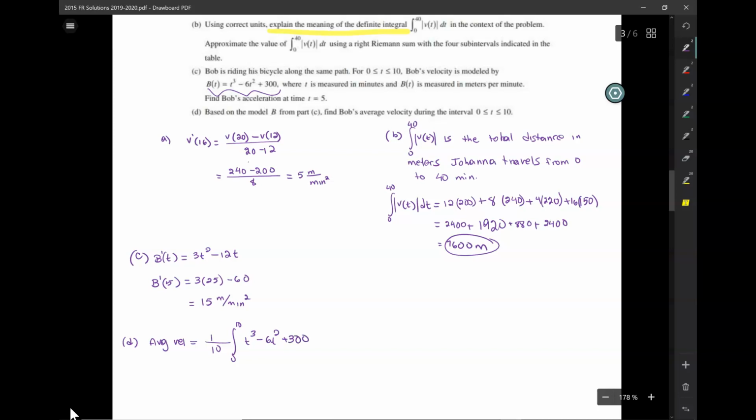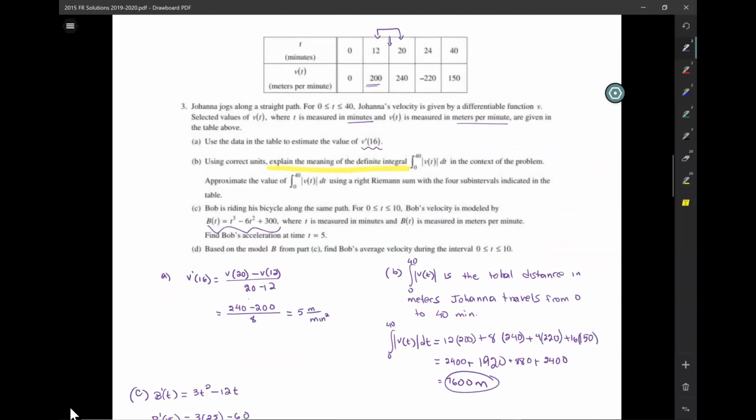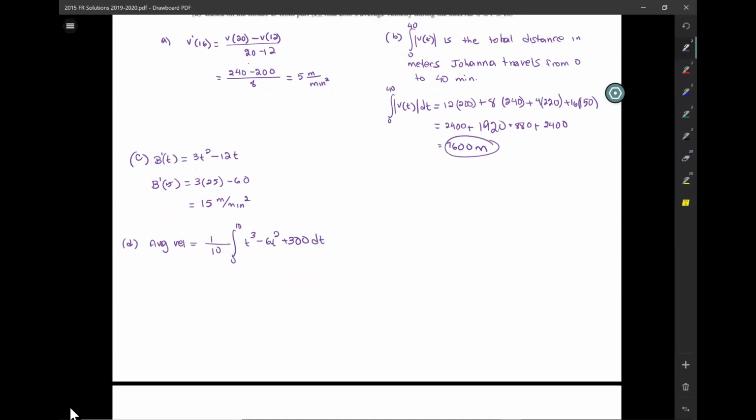I can imagine a common mistake here will be that a student will do B of 10 minus B of 0, like y2 minus y1, because that's how we found average rate of change earlier, right? They will think that's what you need to do here. So that's going to be 1 over 10 times t to the 4 over 4 minus 2t cubed plus 300t, evaluated at 0 to 10.